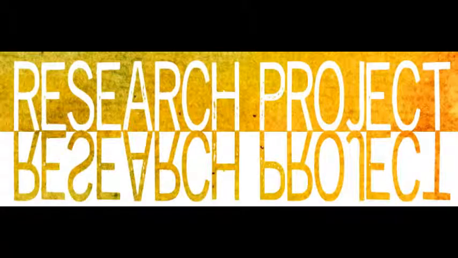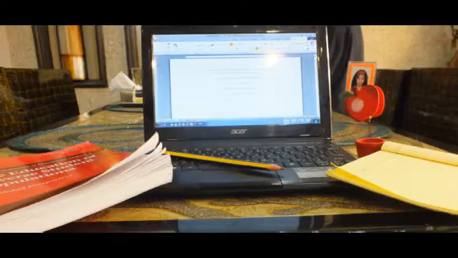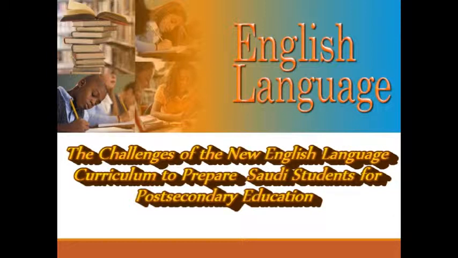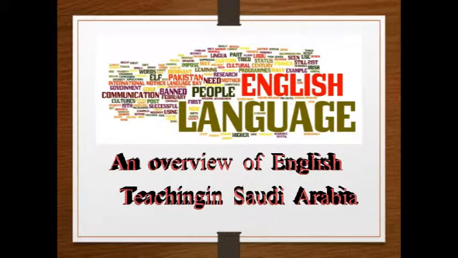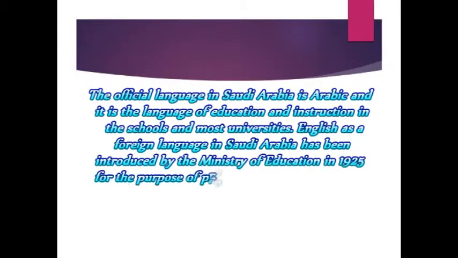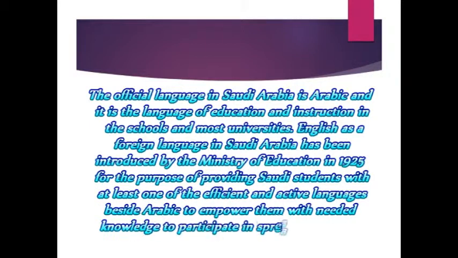Research project of the course. My research project is about the challenges of the new English language curriculum to prepare Saudi students for post-secondary education. An overview of English teaching in Saudi Arabia. The official language in Saudi Arabia is Arabic and it is the language of education and instruction in the schools and most universities. English as a foreign language in Saudi Arabia was introduced by the Ministry of Education in 1925 for the purpose of providing Saudi students with at least one of the efficient and active languages besides Arabic, to empower them with needed knowledge to participate in spreading Islam.